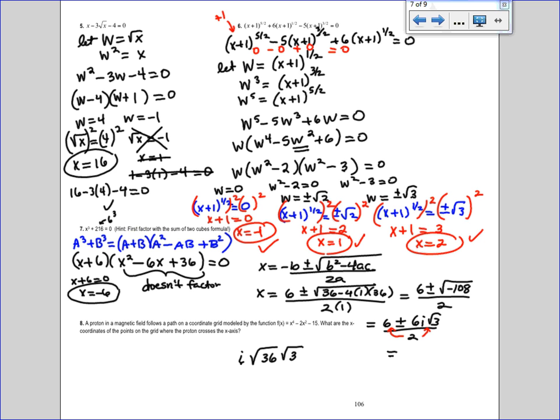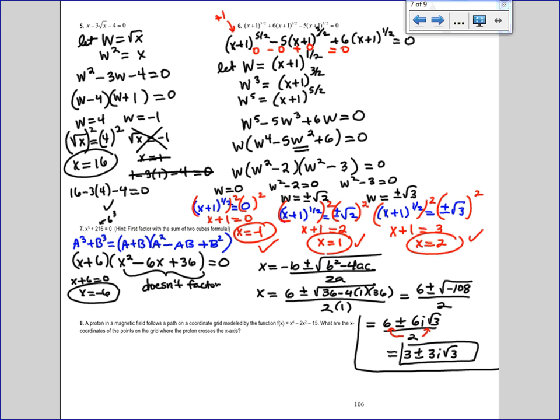So it's 3 plus or minus 3i root 3. Even though it looks like one answer, those are actually two answers. I have 3 plus 3i root 3, and 3 minus 3i root 3. All right, the third answer is the negative 6. And those are all three of our answers.